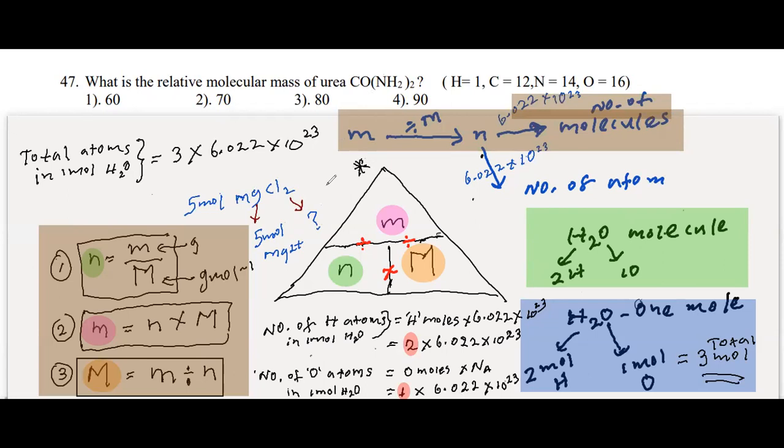10. Any other volunteers? Masha? 5 moles of MgCl2. How many chloride ions? Vihanga? 10 moles. Very good. 10 moles.